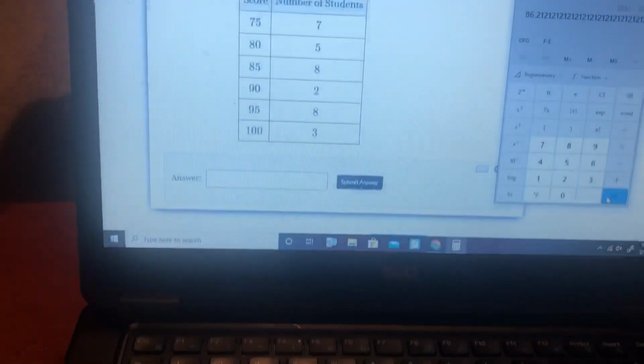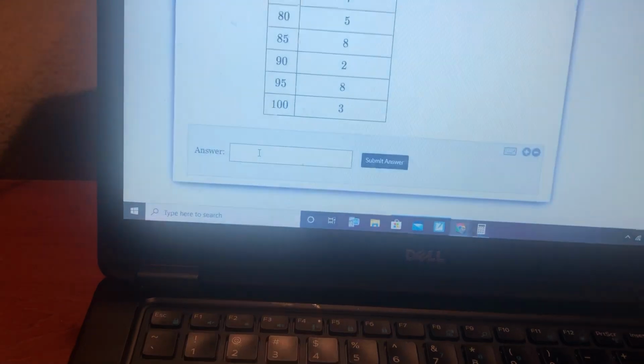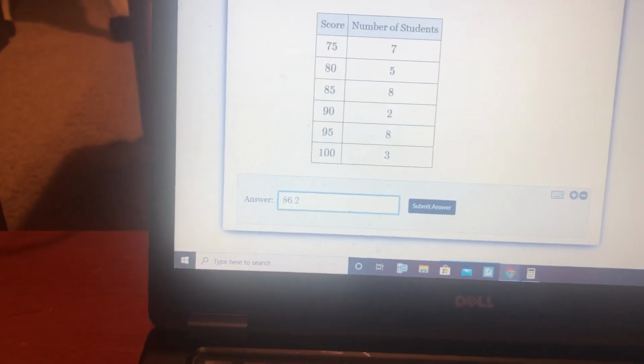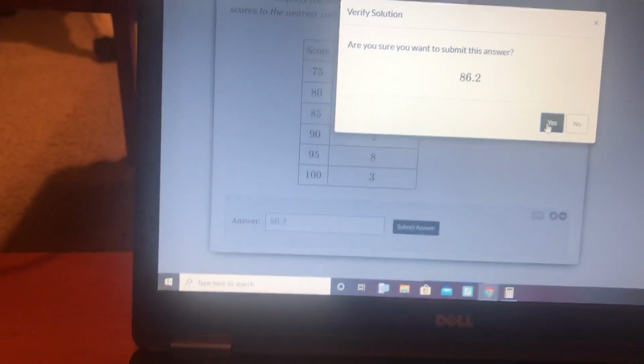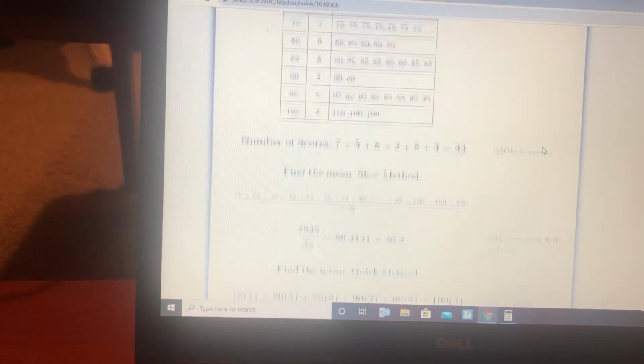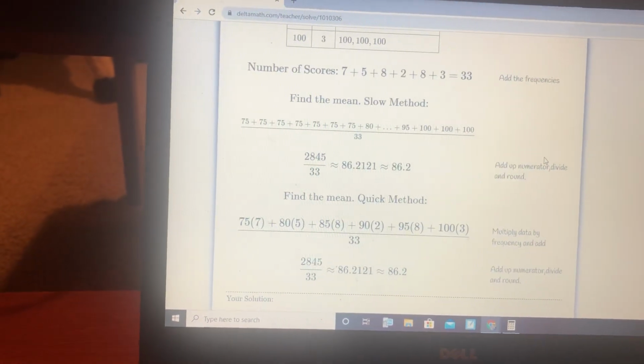I'll come back here. I'll type in 86.2 and submit our answer. Feeling confident, and we are correct. So again, you can kind of see how their work matches ours.